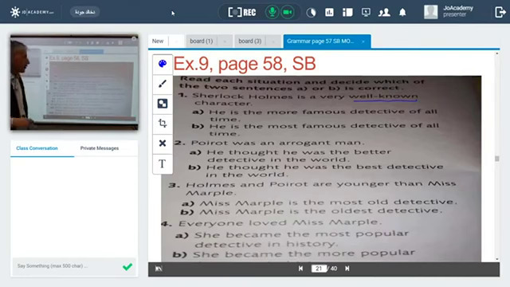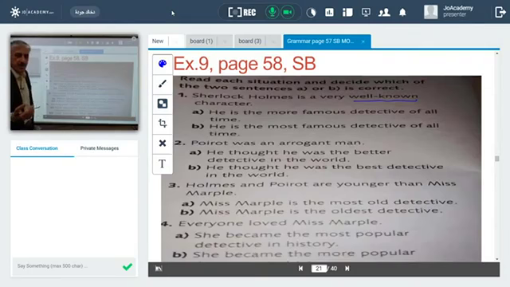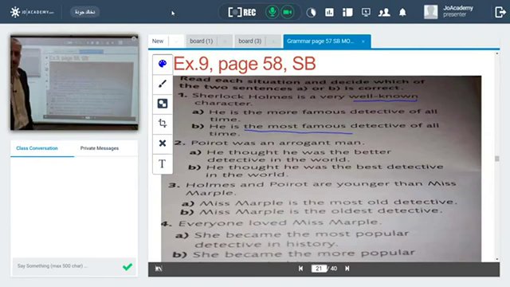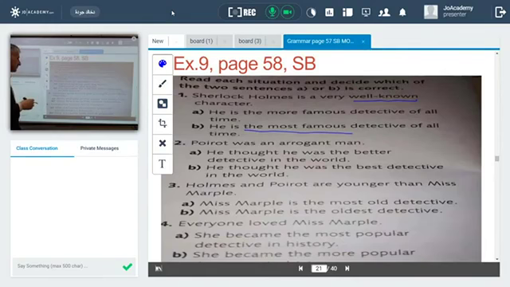He is the more famous detective of all time, or he is the most famous. What will we write? The most famous or the more famous? What do you think? The answer is B. He is the most famous of all time. So he is the most famous of all time. He was the most famous person, the most famous detective, okay, or the most famous character.